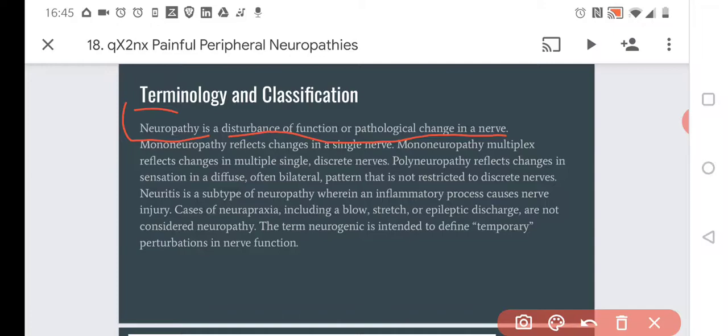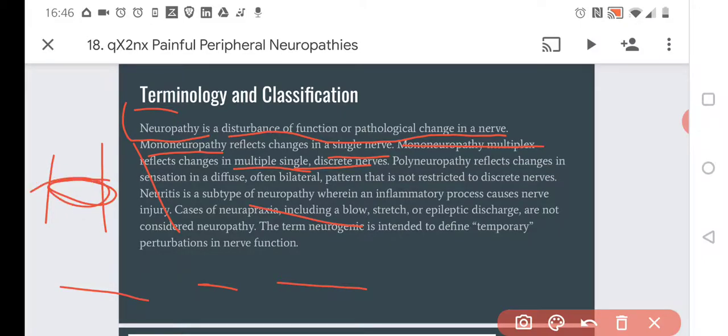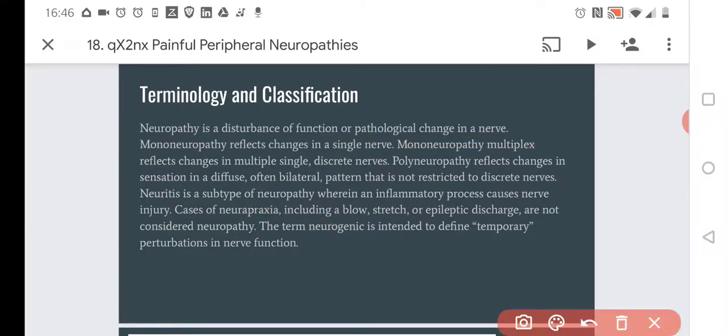Mononeuropathy reflects changes in a single nerve. Mononeuropathy multiplex reflects changes in multiple single discrete nerves. What does it mean? It means that we have some separate nerves and they are affected. They do not need to be close by. The image is not just like here, it's here separately, here separately, here separately.